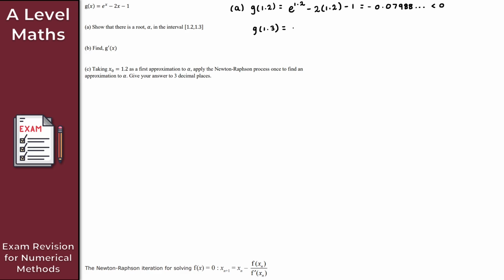So g of 1.3 then, we get e to the 1.3 minus 2 lots of 1.3 minus 1. Again, just put this here into your calculator. And if you do this correctly then, what you should find is we get 0.06929, and so on. Well, this is greater than 0, so it's positive. Perfect, because what we've got here then is a change of sign in this interval.